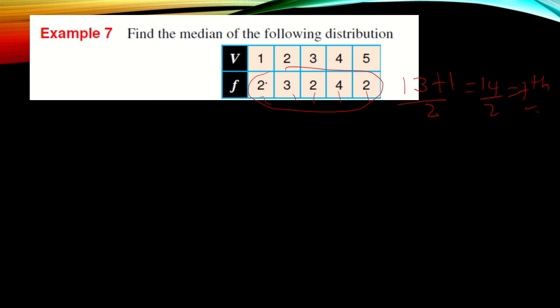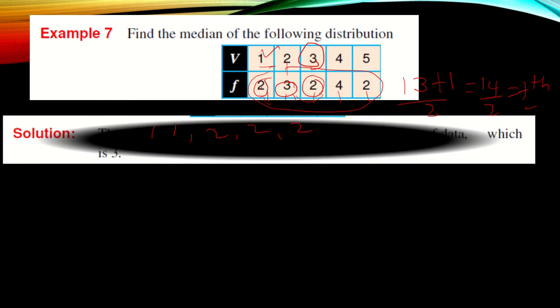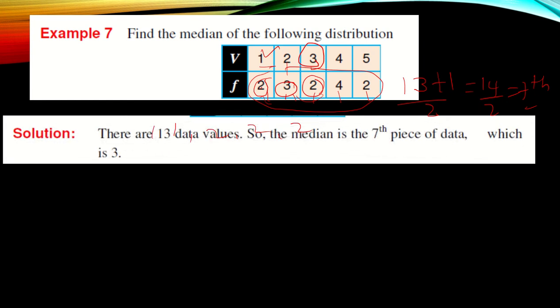How to get the 7th data? The first 2 data are 1. Like 1 is repeated twice, so it's 1, 1. And the next 3 data are 2, that means 2, 2, 2. So we need the 7th one. 2 plus 3 is 5. 5 plus 2, 7. That means the 7th data is the 3 itself. So the median will be 3. It's done here as you see. There are 13 data values, so the median is the 7th piece of data, which is 13.